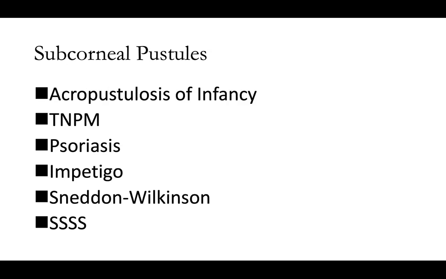What else can lead to subcorneal pustules? You can have acropustulosis of infancy, transient neonatal pustular melanosis, psoriasis, impetigo, and an entity called Sneddon-Wilkinson, which looks a lot like IgA pemphigus in many ways. It can also look a lot like pustular psoriasis, and it's defined by intraepidermal neutrophilic pustules.